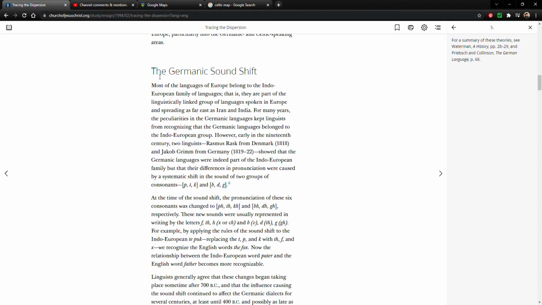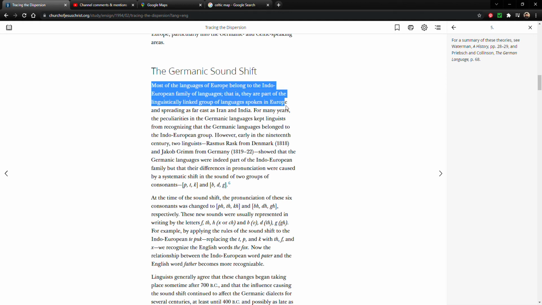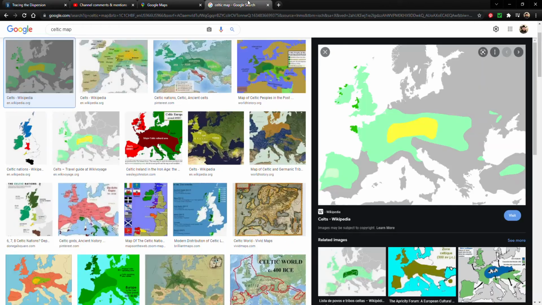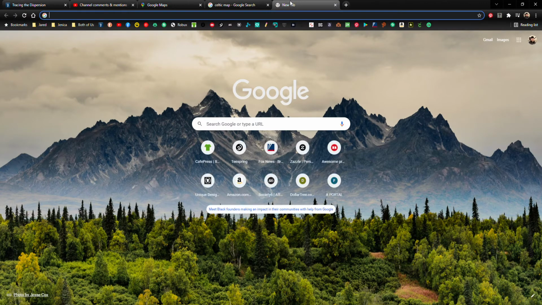Okay, the Germanic sound shift. Most of the languages of Europe belong to the Indo-European family of languages. That is, they are part of the linguistically linked group of languages spoken in Europe and spreading as far east as Iran and India. Let's look that up.